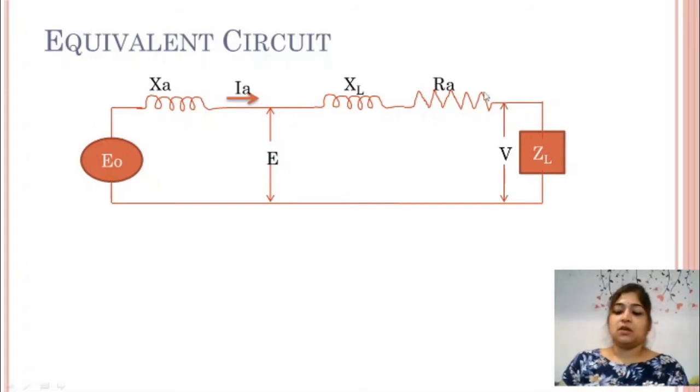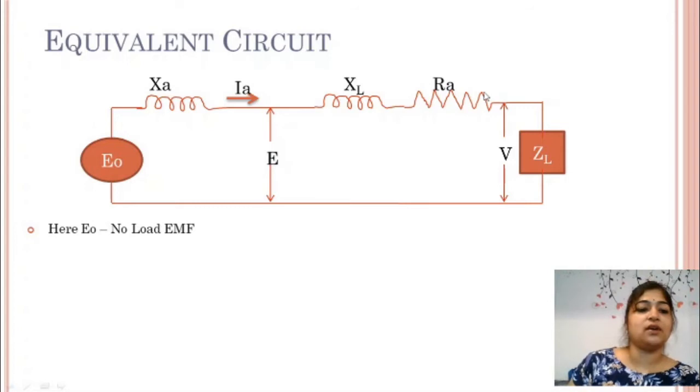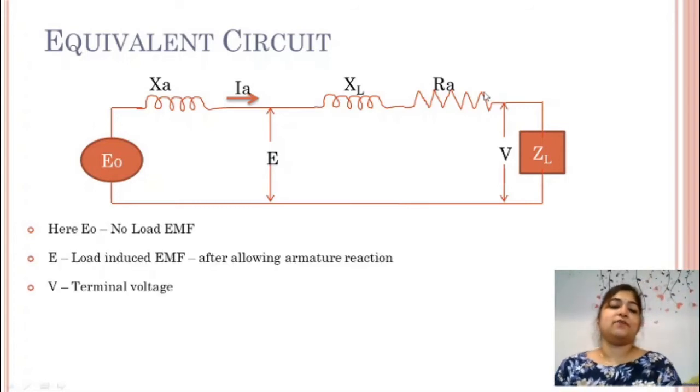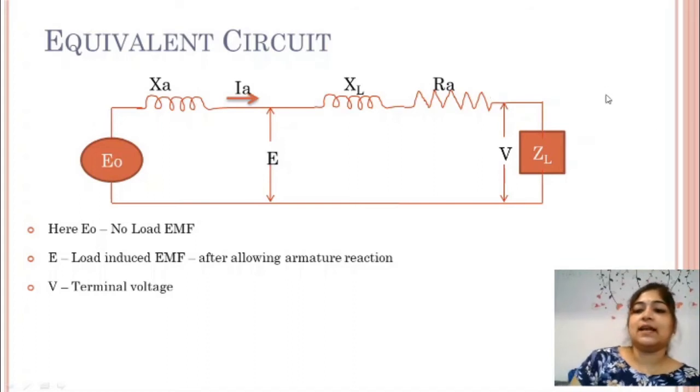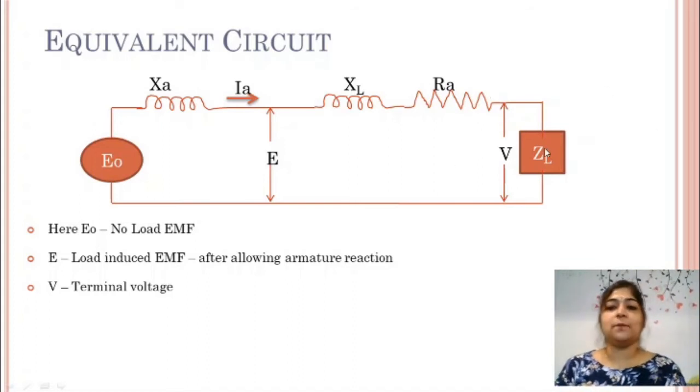Now just to tell you this nomenclature here, E naught is the no load EMF, E is the load induced EMF, and V is the terminal voltage. ZL is the load impedance. It can be resistive, inductive, capacitive, and that is why I have considered impedance there. Okay, V is the terminal voltage.